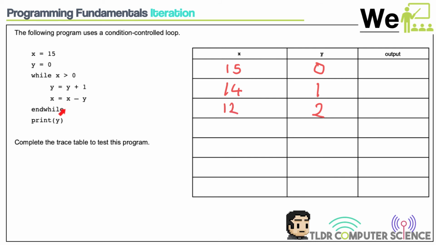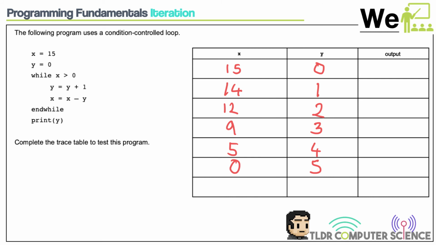It's then going to go around again. Is 12 bigger than 0? Definitely. y equals y plus 1, so y becomes 3. And then in here, we'd say 12 take away 3. It's going to give us 9. And then we've got y is 4. 9 take away 4 is going to give us 5. So we're still going, aren't we? Because 5 is bigger than 0. Then y becomes 5, right here. And then 5 take away 5 is going to give us an x of 0.